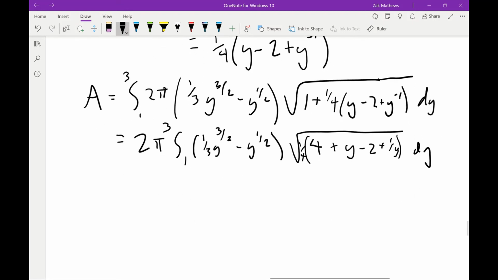The reason I wanted to get that 1/4 out of there is because now 1/4 is a common factor, and I can take the square root of 1/4 very easily. It's 1/2. So that 1/2 I'm going to pull out and cancel with the 2, so we just get pi now.